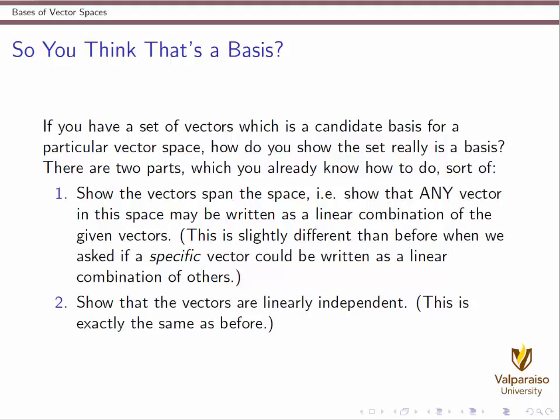Secondly, to show that a candidate basis set for a space is in fact a basis, having shown that it spans the space, we also have to show that the vectors are linearly independent. Otherwise, we have too many of them and it won't be a basis. Now, setting up the check for linear independence is exactly the same as it was in the last set of slides, so you'll know how to do that.